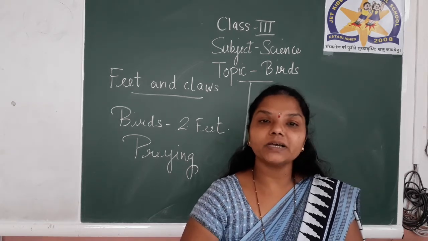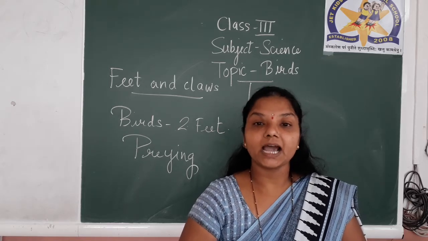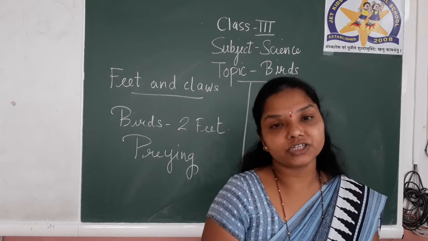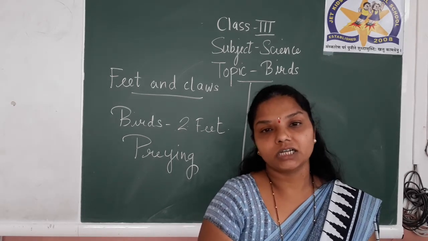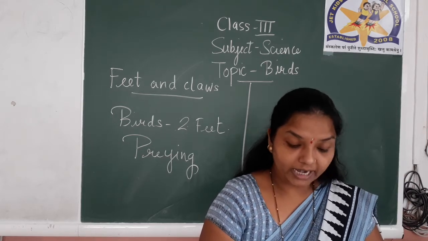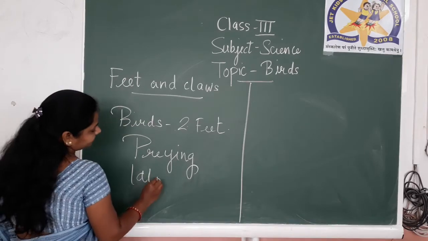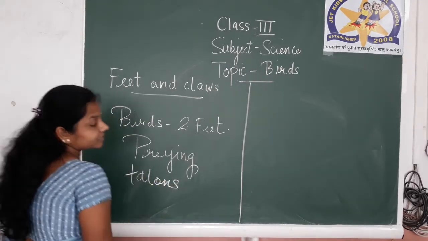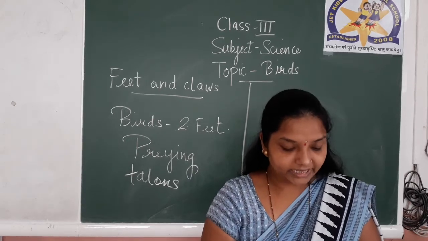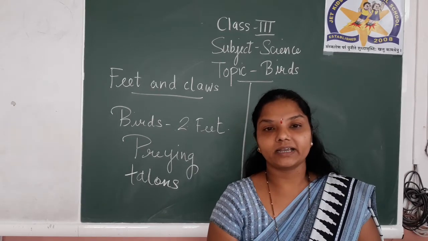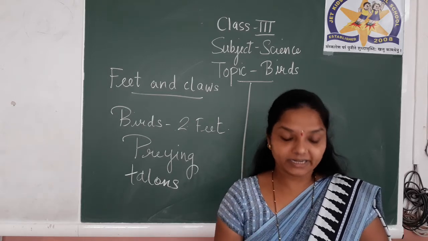Which are the preying birds? Preying birds are flesh-eating birds. Examples are owl and vulture. They have sharp and curved claws, which are called talons. Preying birds have 3 toes in the front and 1 at the back.